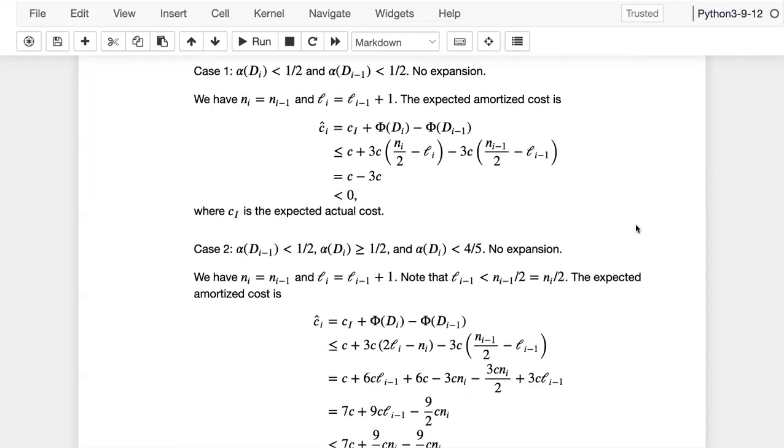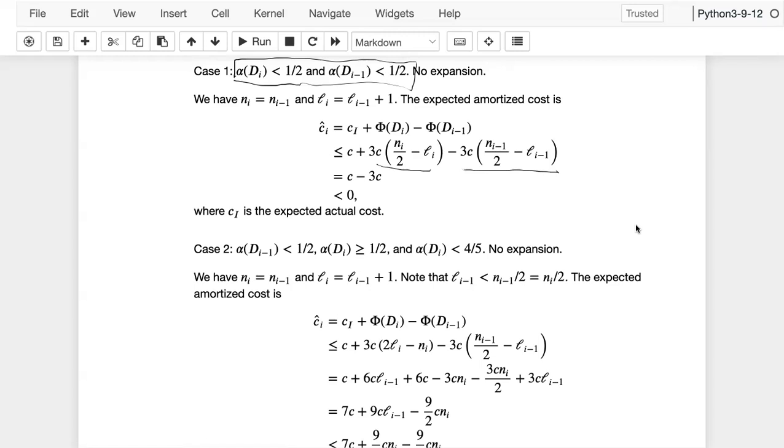Case 1. The load factor before the insertion is strictly less than 1/2, and after the insertion, the load factor is also strictly less than 1/2, and hence no expansion occurs. Because both load factors are below 1/2, we use the same form of the potential.